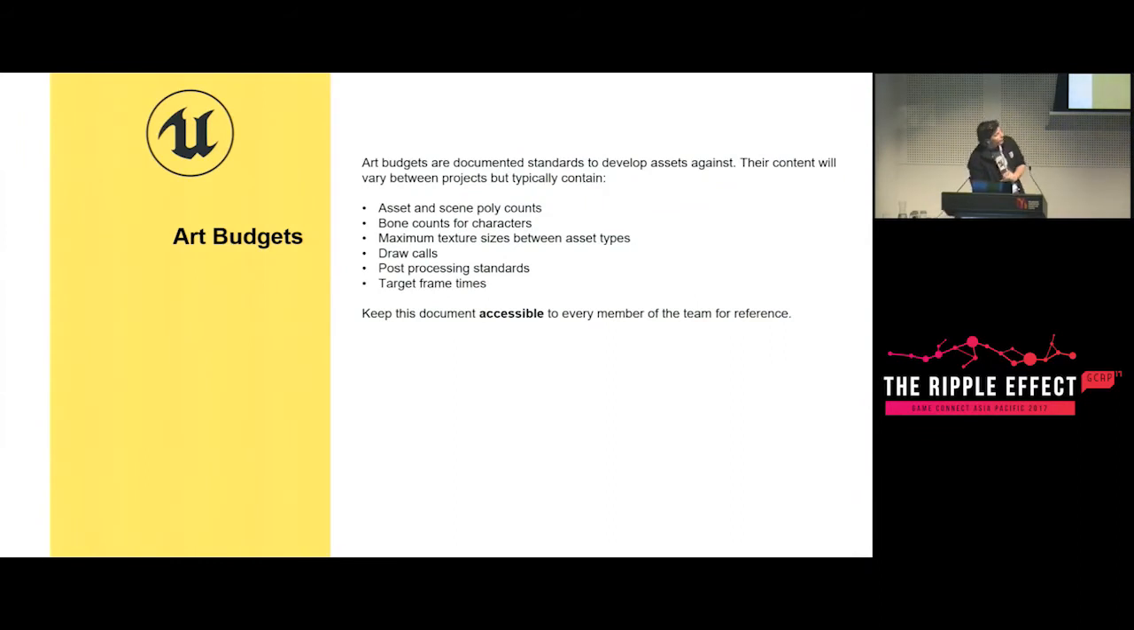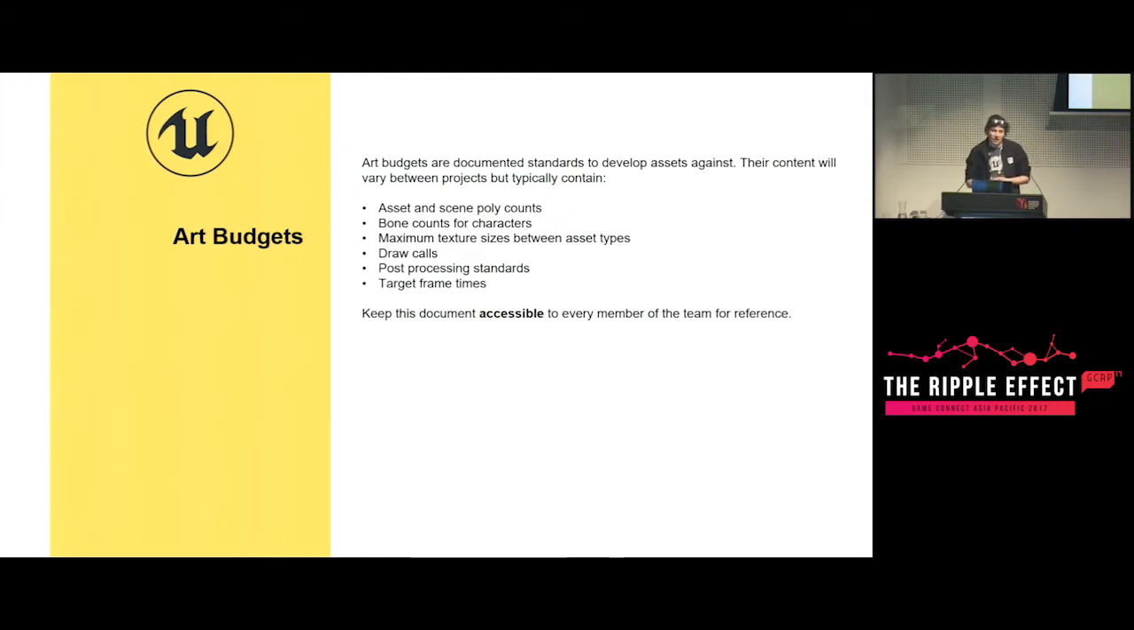Typically when it comes to your art budget, you're going to have a document that's being created that's going to have these kinds of things in it. You're going to have your asset and scene poly counts, just your upper limits of what you expect to have at any stage. Bone counts for characters, you usually want to limit that at a very early point and just say, look, we're clamping it at 75 or whatever it may be. Maximum texture sizes between asset types, so a hero asset is allowed to go up to 4096, but anything else is going to have to sit down here. Your draw call counts.